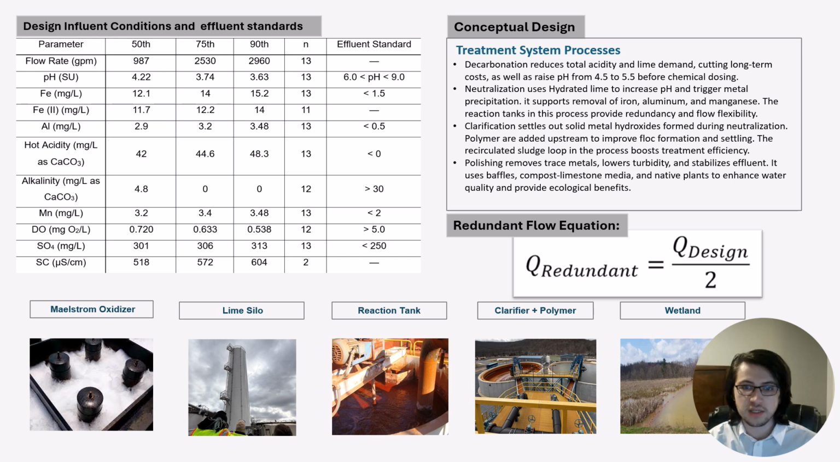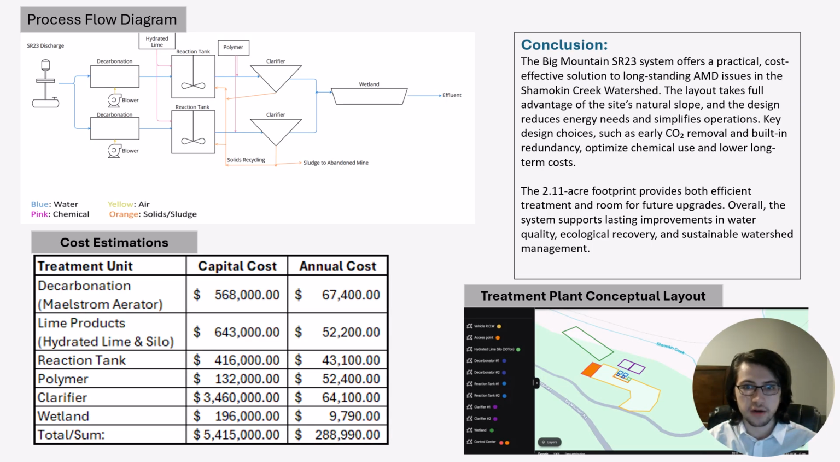The first process is decarbonation, in which we reduce the total acidity by transferring dissolved CO2 from the mine water to the atmosphere. Next is neutralization, and in this process we add caustic to the water to raise pH levels. The next step is to run the water through a clarifier, which removes suspended particles and impurities through settling. Finally, we employ a polishing pond. This will be accomplished with an aerobic wetland, which further refines the water and increases the water quality before we discharge it. The process flow diagram provides a detailed overview of the treatment process.